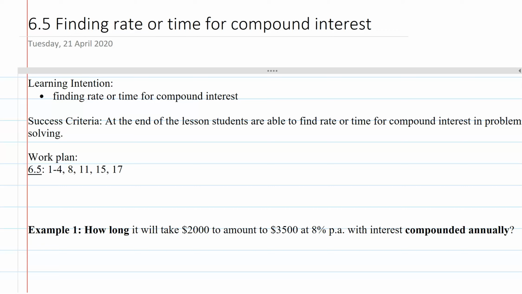Hello all, let's have a discussion on 6.5, finding rate or time for compound interest. The learning intention is either to find the interest rate, or the time required for a specific amount to grow to a given amount. Let's have a look at our formula.